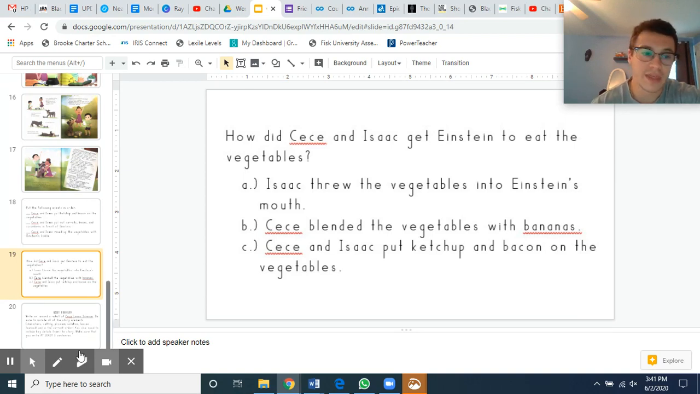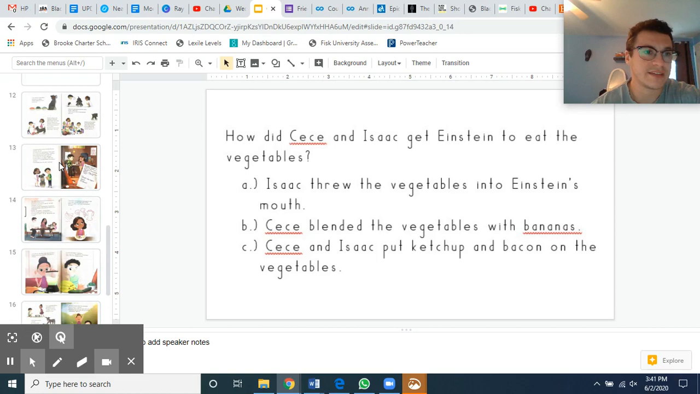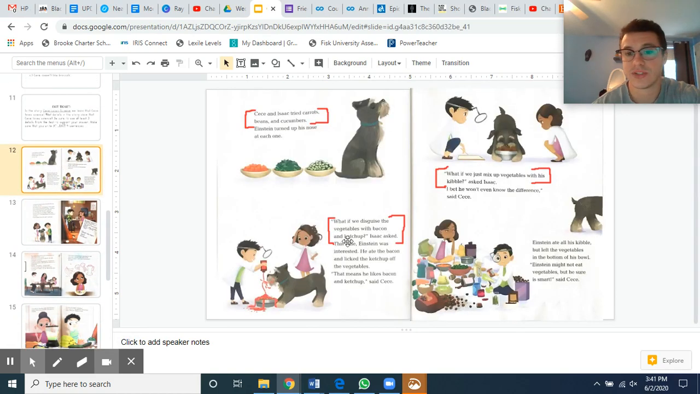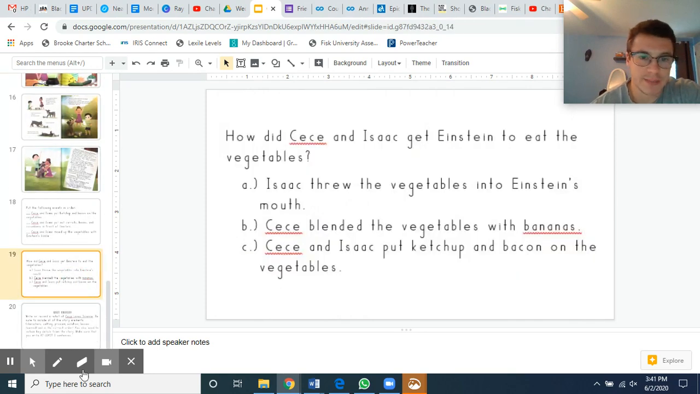Now we know that letter C is not a correct answer because when we found the text evidence for the last question, we know that it said that he ate the bacon and licked the ketchup off the vegetables, but he did not eat the vegetables. So we know that this one can be crossed out. C is not the correct answer.